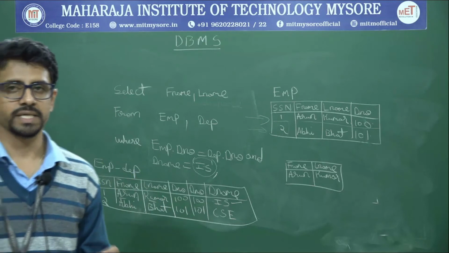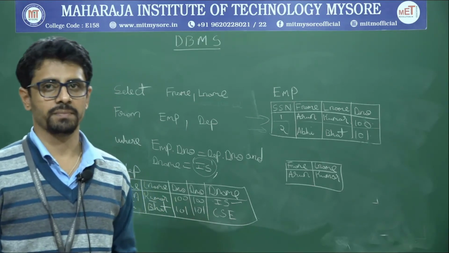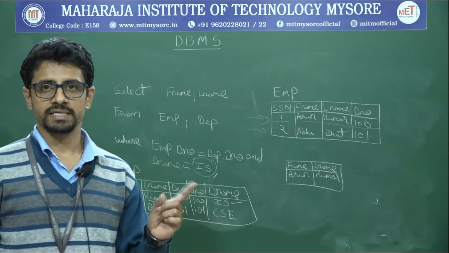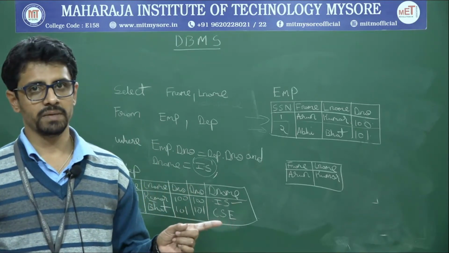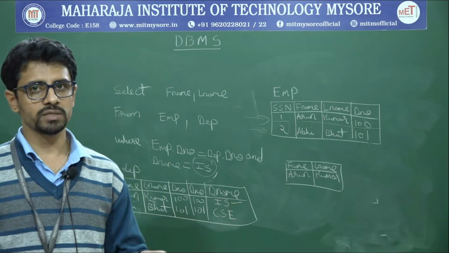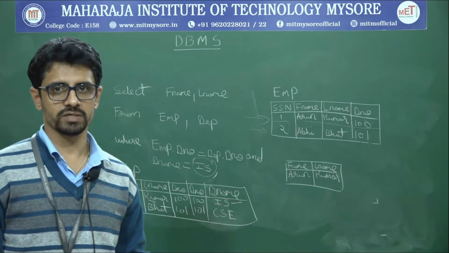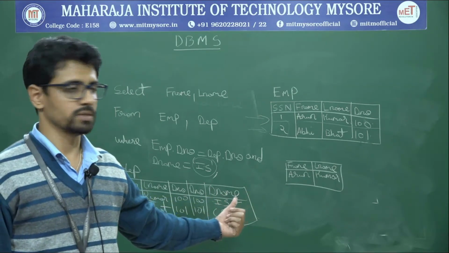Find out the first name and last name of employees who are working in the IS department. First name and last name are in the employee table, department name is in the department table. How can you relate this? Look for primary key, foreign key. If it is there, join those two tables.